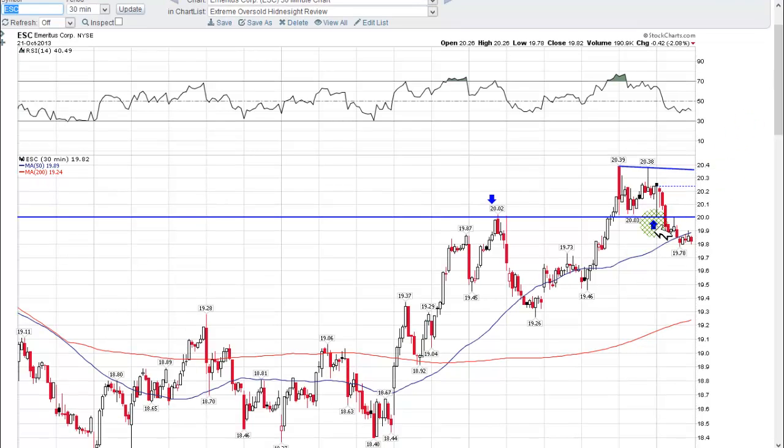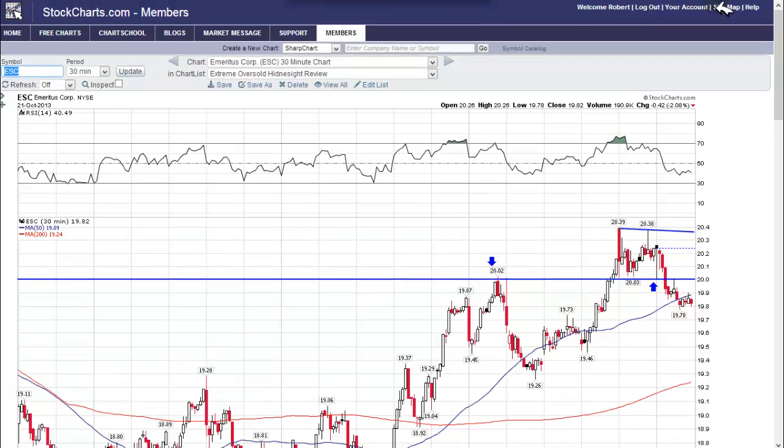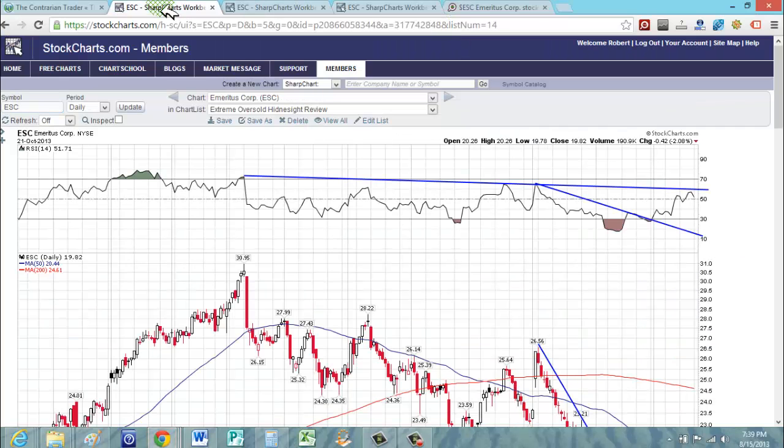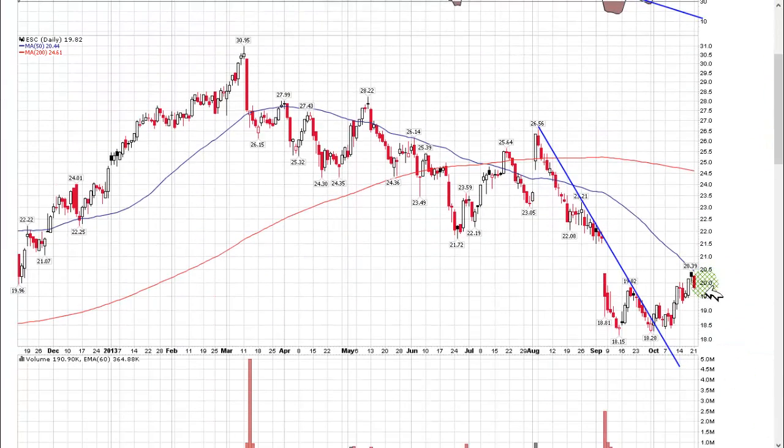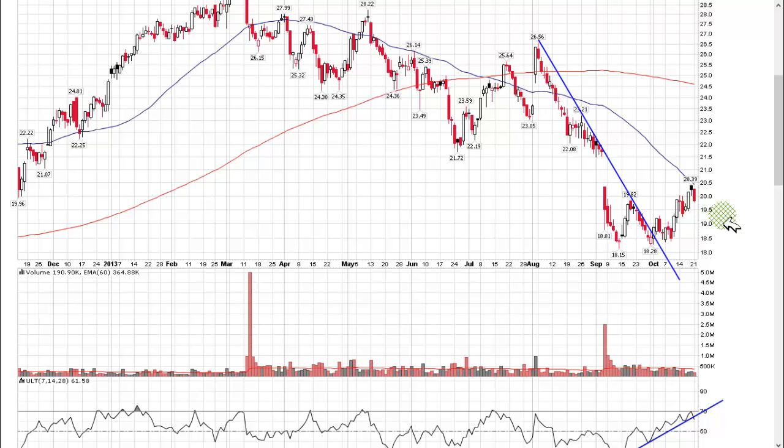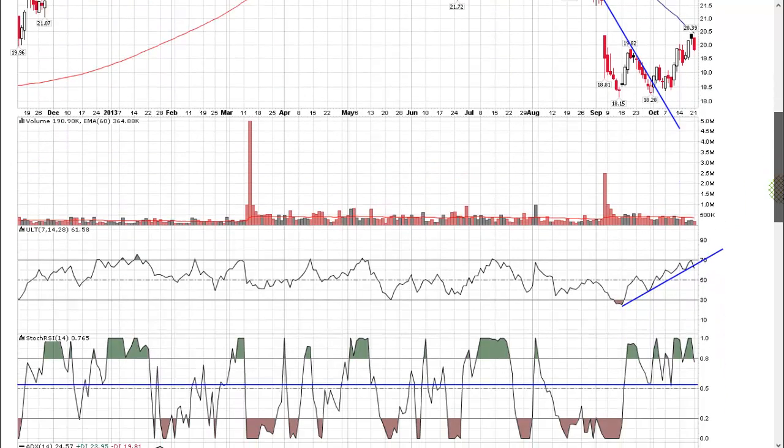So we were stopped out. We're glad we were. We're probably not going to get back involved with ESC right away due to the fact that you had a big long red candlestick. Today, my guess is we're probably going to pull back to $19.50. We'll see whether or not we get some bottoming action at that point in time, and then we may perhaps look to get long of the stock once again.